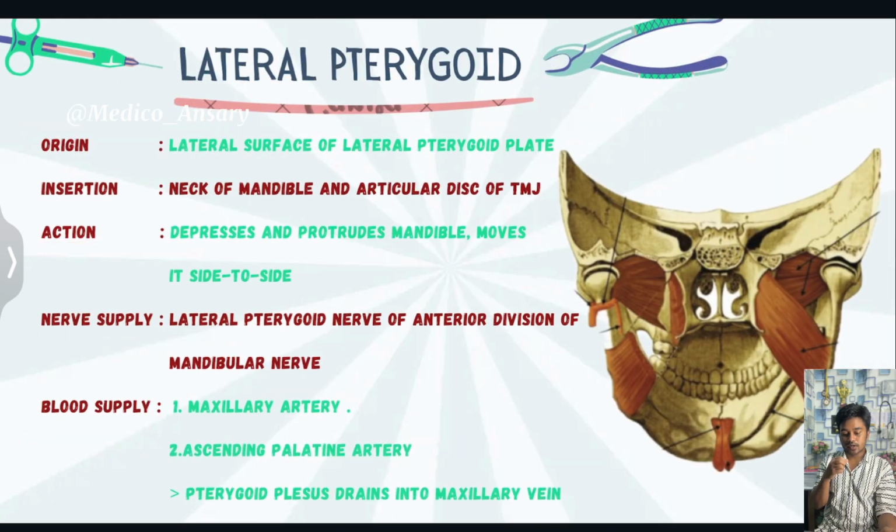Now the lateral pterygoid originates from the lateral surface of the lateral pterygoid plate and inserts into the neck of the mandible and the articulating disc of the temporomandibular joint. Action: depresses and protrudes the mandible, moves it side to side. Nerve supply: lateral pterygoid nerve of the anterior division of the mandibular nerve. Blood supply: maxillary artery, ascending palatine artery, and the pterygoid plexus drains into the maxillary vein.